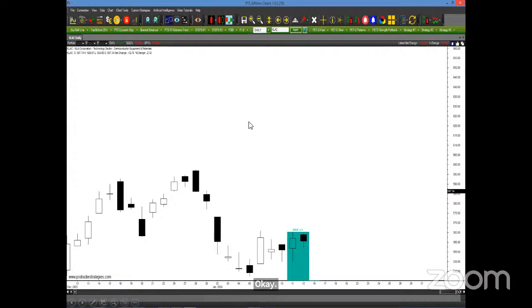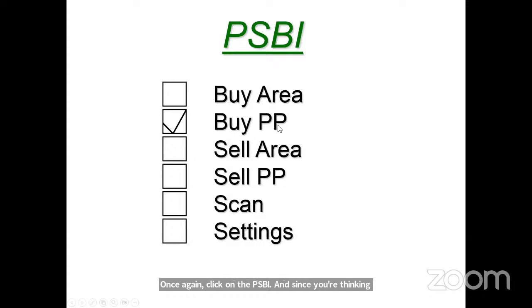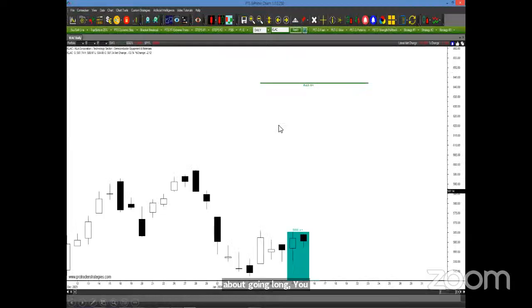This one in KLAC. This was also in January. We had a secret breakout area right here. You're thinking about going long, but you're not certain as to where this might go. Once again, click on the PSBI. And since you're thinking about going long, you would, this time, click on the buy price projection. And you'll see this green line appear here. Once again, this is a benchmark telling you where, according to an algorithm, most likely price will go.